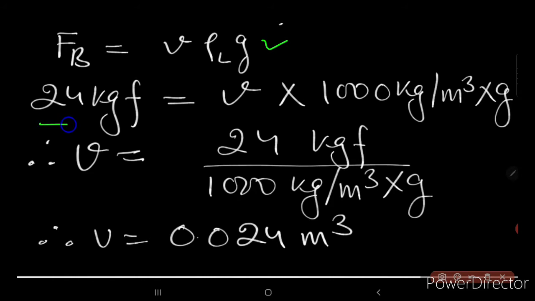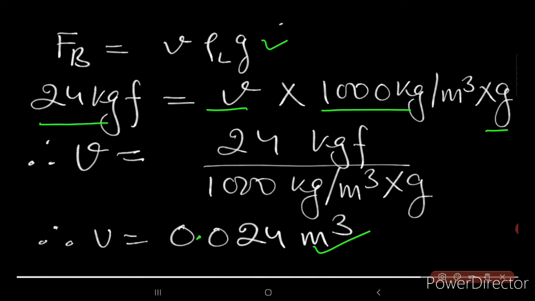Now replacing the value of upthrust, volume submerged multiplied by the density of the liquid, that is water, multiplied by acceleration due to gravity. After we cross multiply, we shall get the value of the volume to be 0.024 meter cube. I hope you have understood the calculation part. This is the first part of the question.